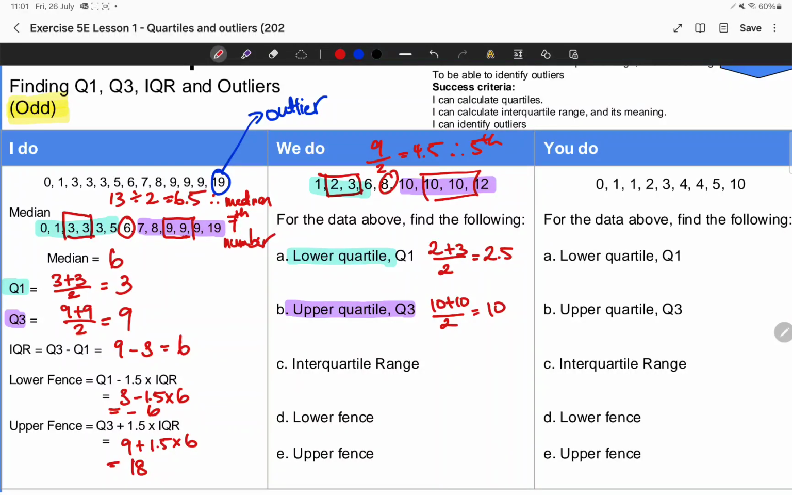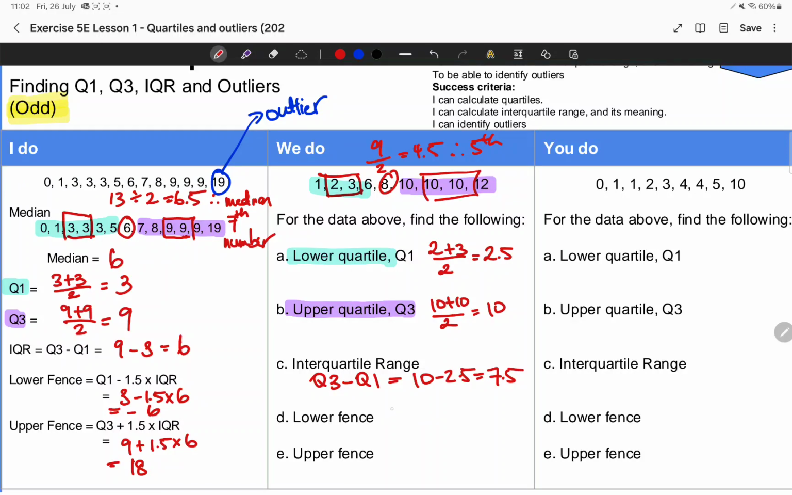Our interquartile range, just like what we had a look over here in this example, is your Q3 minus Q1. So it's going to be 10 minus 2.5. Interquartile range is 7.5. And then the last two that we're doing are the lower fence and the upper fence.